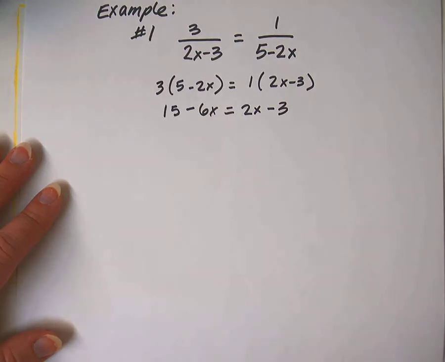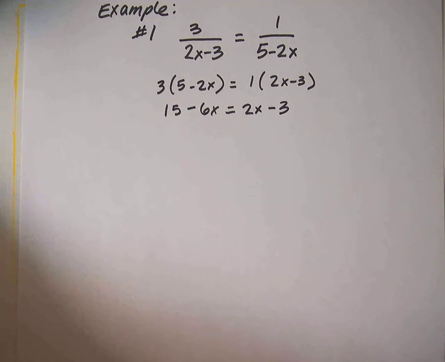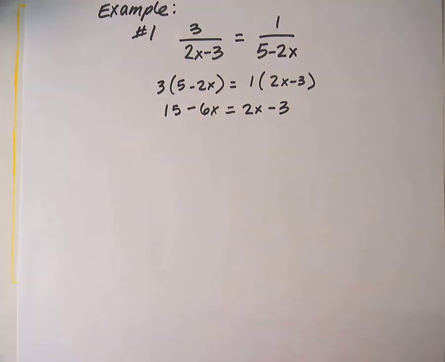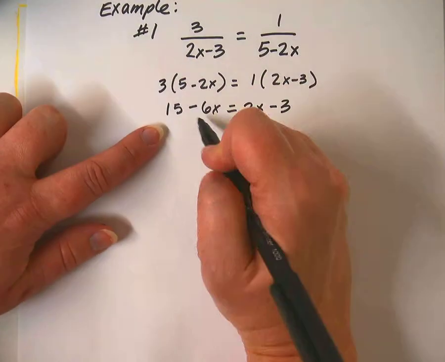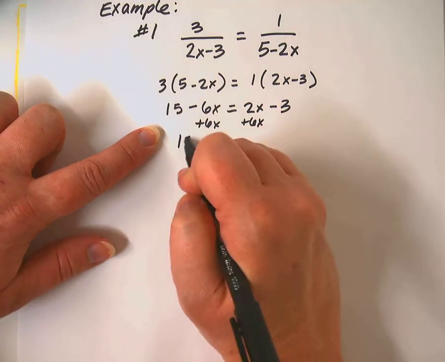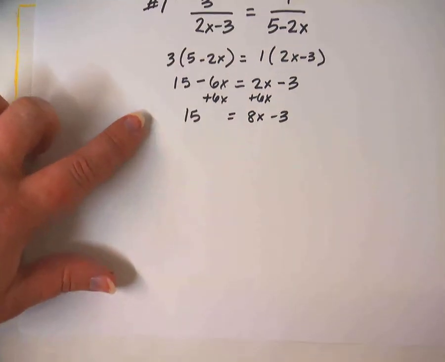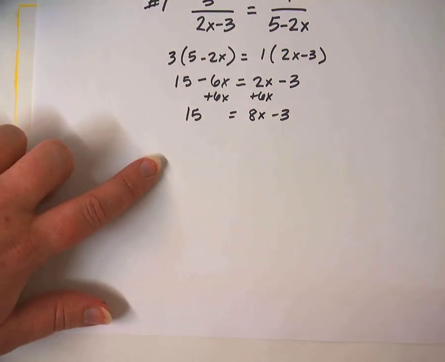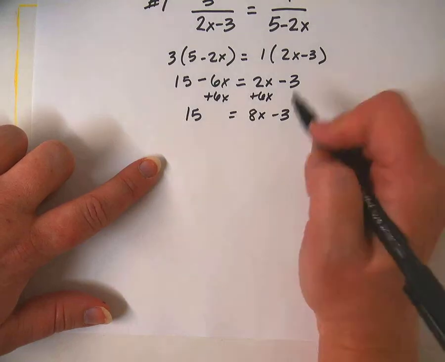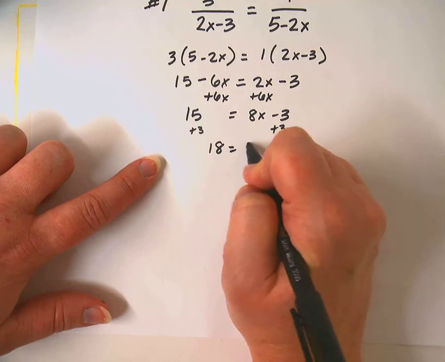We want to get the x's together on one side and the others together on the other side. Okay, so we can add 6x to 2x, so we have 15 equals 8x minus 3. Now what? Sure, let's add the 3. So we have 18 equals 8x.